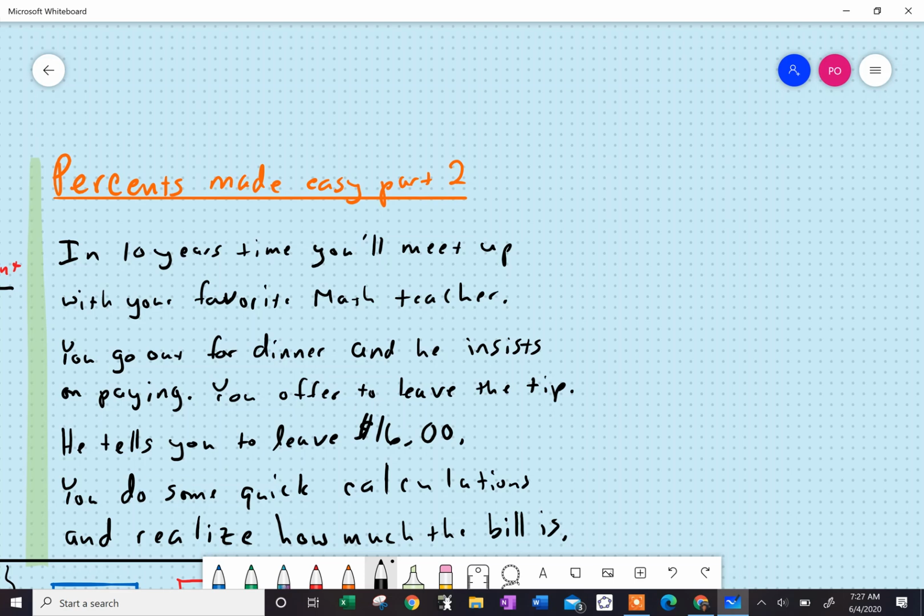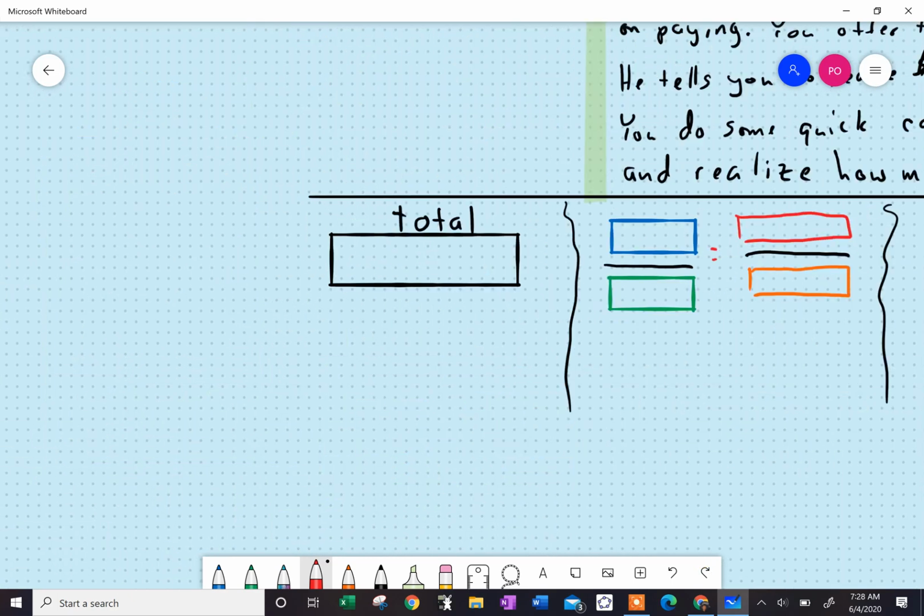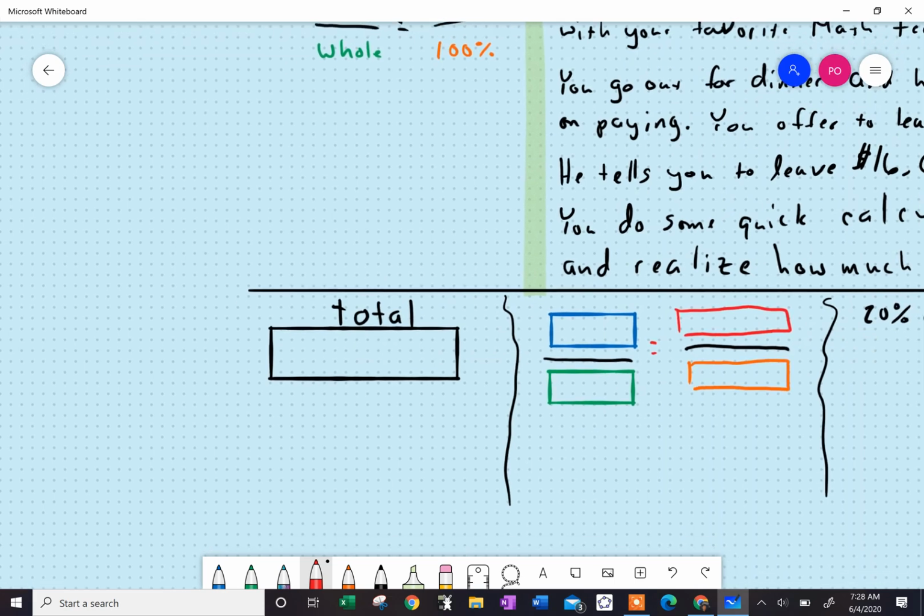You do some quick calculations and realize how much the bill is. The reason you know how much the bill is is because he knows that you're leaving the tip, so he's going to say that you should leave 20%. So what we're really trying to do is find out what the total is. So what's the total? But I do know that 20% of the total is $16. So I'm going to do this a couple different ways. Over here, I know that 20% is going to be $16.